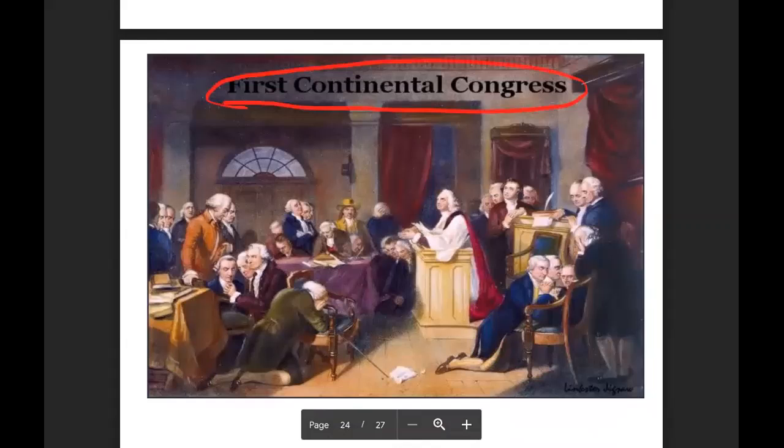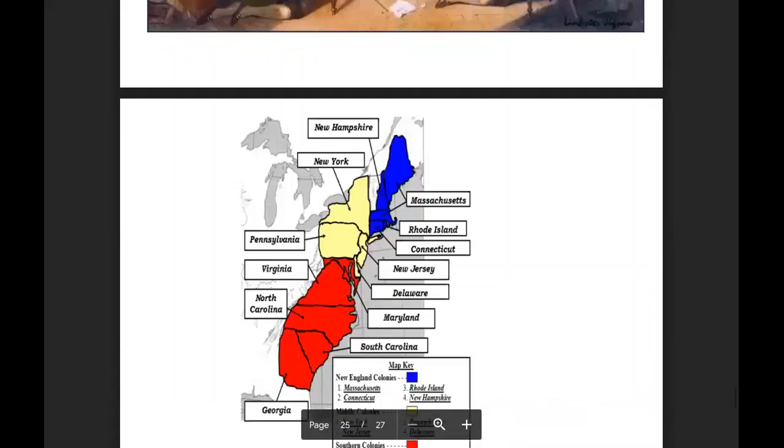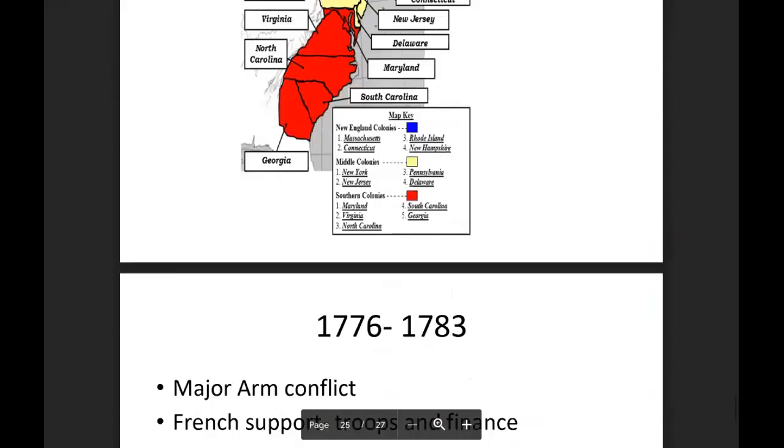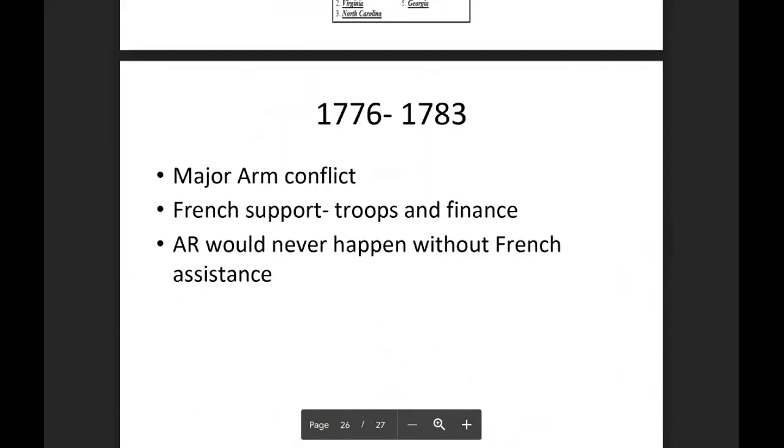Okay, these are the 13 colonies. I have already shown you this one. Now we are going to summarize, from 1776 to 1783, where we have reached. A major armed conflict happened. How did it happen? Britain came with troops and an army, and the Americans were helped by France. The French gave both troops and financial help. So major armed conflict was happening, with French support given in troops and finance.